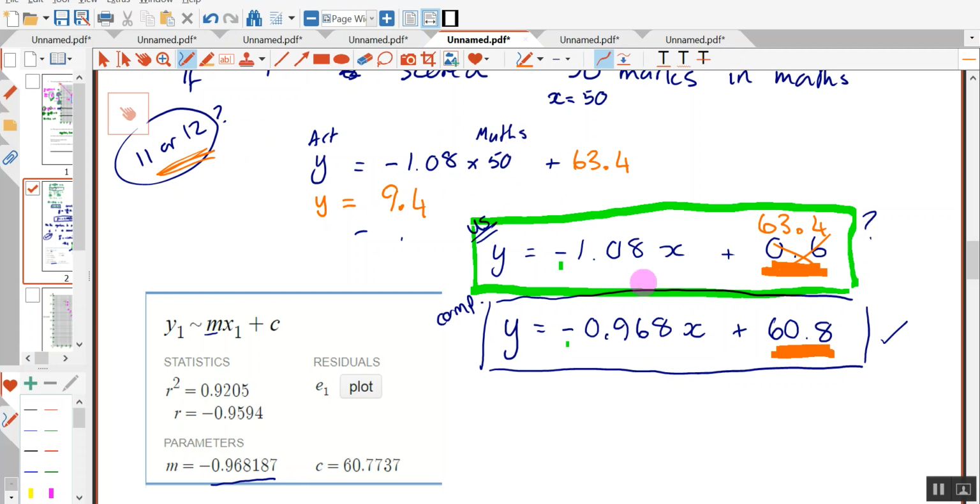Tell you what, let's just confirm. What do you get if you do the same thing with the computer's equation? So can you use the computer? Let's see how far off we were. What about the computer's equation? So predict art. Predict art if maths is 50. But use the computer's one. Go for it. Remember how to do it.